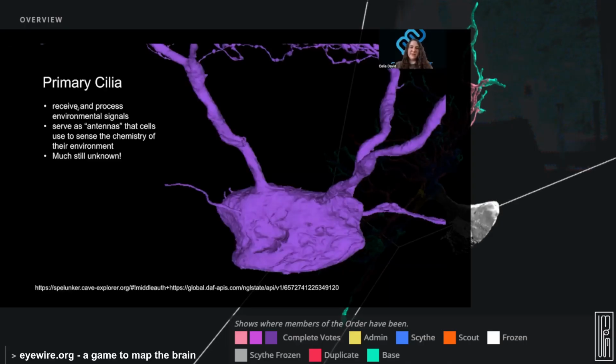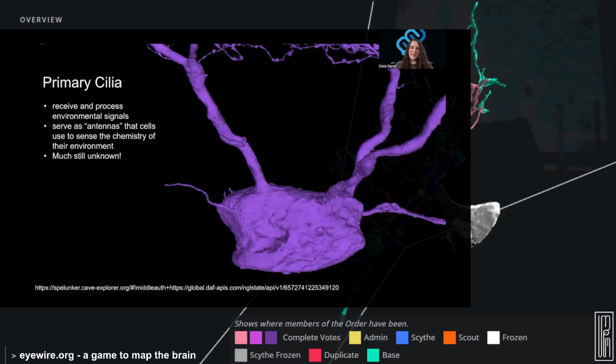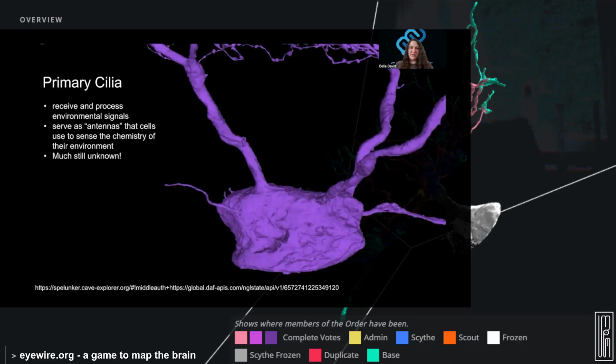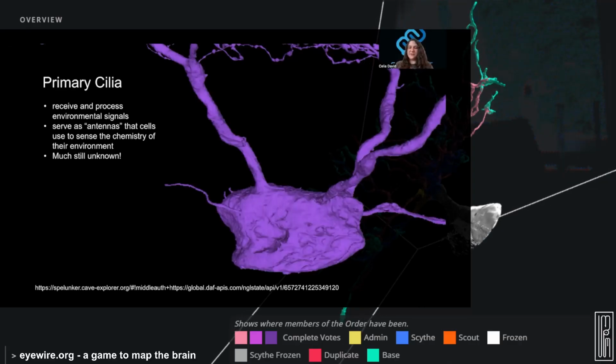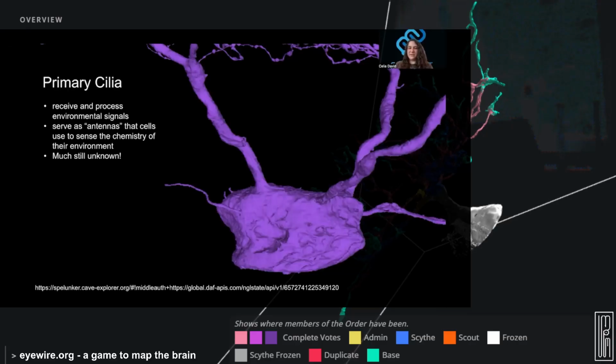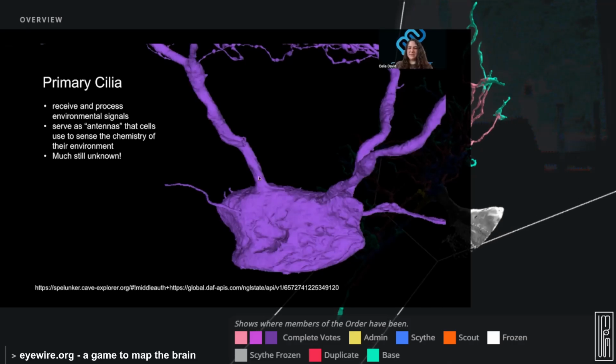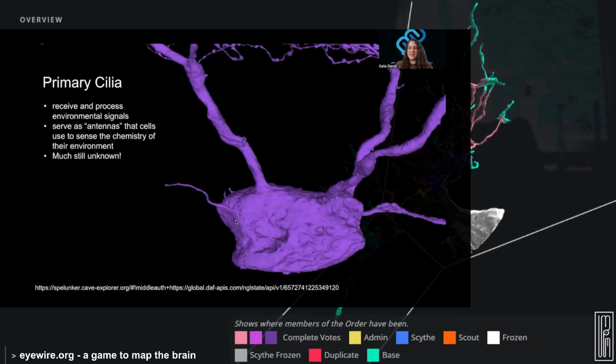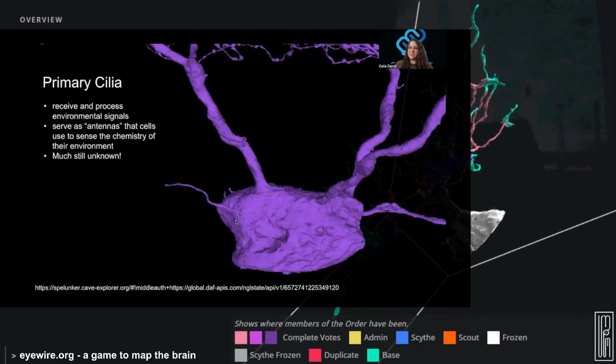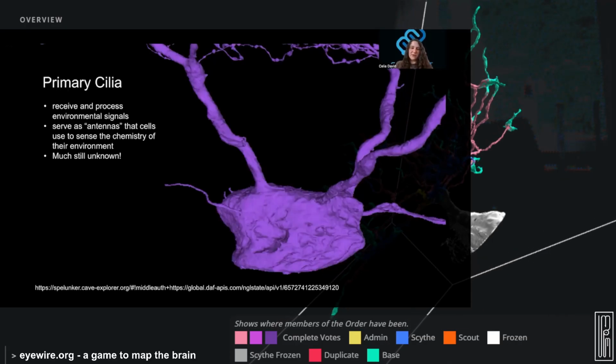This is a little bit of information about the primary cilia. They receive and process environmental signals, and serve as antennae that the cells use to sense the chemistry of their environment. There's a lot we don't know about them, which is part of the reason that we're taking this project underway, to help label the cilia on these cells and hopefully learn more about them in the future.